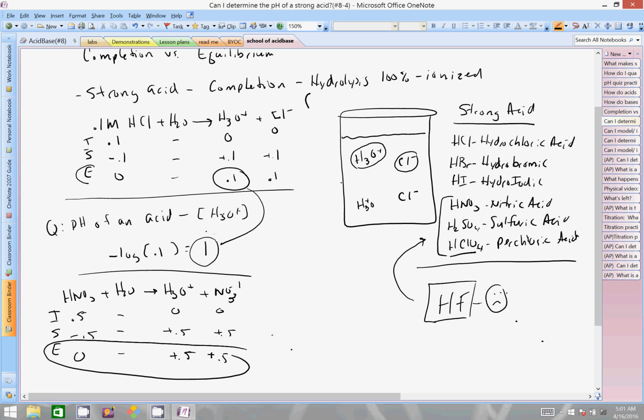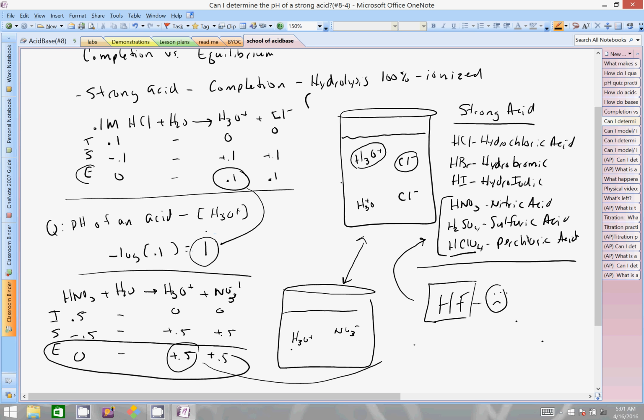And the beaker would look very much like the last one. The ending beaker would have only products in it: H3O plus, NO3 minus. These are typical pictures of strong acids. The negative log of 0.5 equals, in this case, keep in mind, a 1 molar concentration gives me a pH of 0.